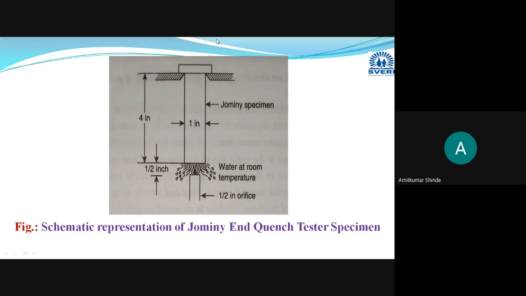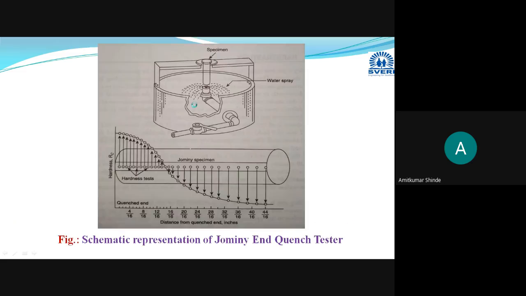Okay, after heating, and this heating process will be conducted in the furnace, from that furnace you have to remove this sample. Now you have to take this sample, and there will be one arrangement. This type of arrangement will be there. This is the Jominy end quench tester. This equipment is available in our lab also, and I will show you that instrument too.